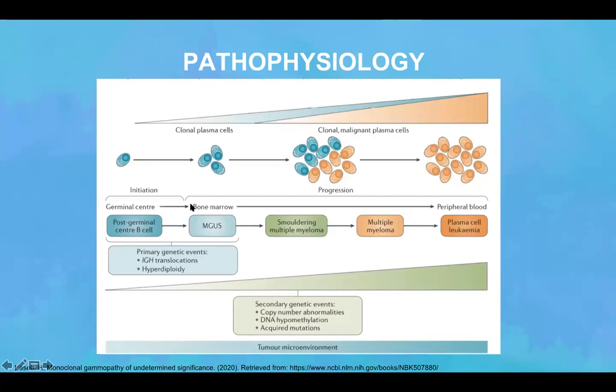In case of the physiopathology, we're going to find that this disease is like a spectrum of many diseases. When we have troubles in the somatic hypermutations of the B cells, we're going to be having MGUS. But when there's translocation and DNA hypomethylation, we're going to be increasing the number of plasma cells, and we're going to be finding smoldering multiple myeloma. And when this rate of plasma cells is more than 60%, we're going to be discussing multiple myeloma.